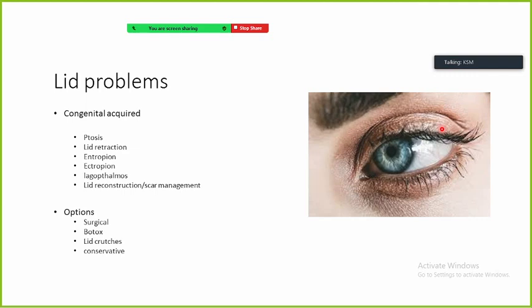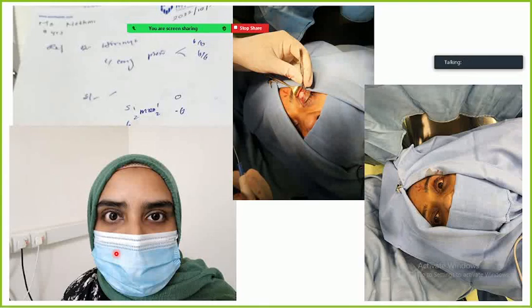And eyelid problems, I found, like ptosis. Every lid is kind of challenging, because when you look at a person, it's the contour of the eye, the shape of the eye, which really matters and gives you a kind of attraction or distraction. So there are many eye problems that we have to come to, and everything is challenging. So what to offer: surgery, Botox injection, lid crutches, or conservative management.